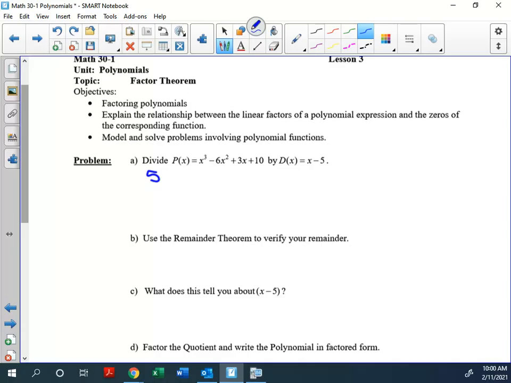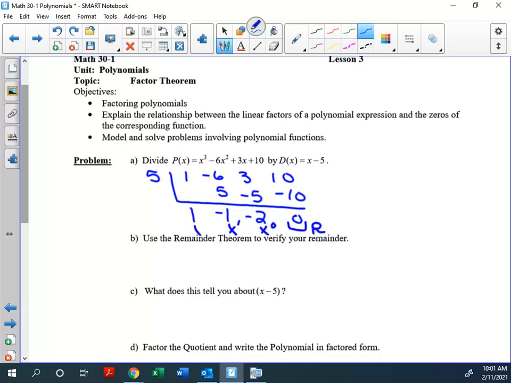Quick reminder there. We take the roots, so we're allowed to add. 1, -6, 3, 10. Synthetic division is drop, multiply, add. Multiply, add, multiply, add. That last value that you find is the remainder, and then each column is an increasing degree of x as I move back towards the root.